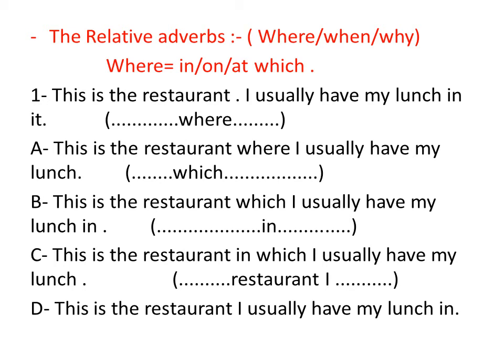Okay, so if we have the answer A as a question, and he asks us to use which instead of where, the answer will be, this is the restaurant which I usually have my lunch in. If we omit the relative adverb where and put which instead of it, we will restore the preposition in at the end of the sentence, and we also can put this preposition in front of the relative pronoun which.